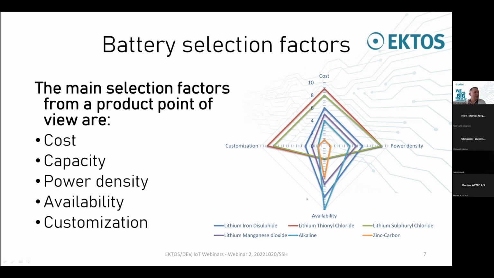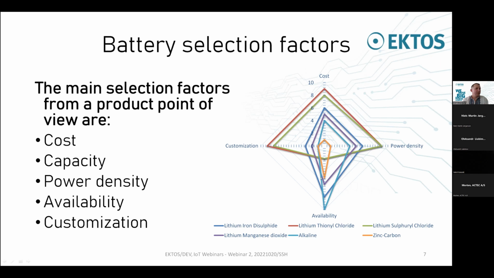Here on this diagram, you can see different battery chemistries and a few selection factors. And it's clearly seen that, for example, this zinc carbon battery, which is getting obsolete at the moment, its availability is getting less and less. At the same time, it's very cheap. It has the lowest power density. Then the highly available at the moment alkaline batteries. They cost more. They have average power density.